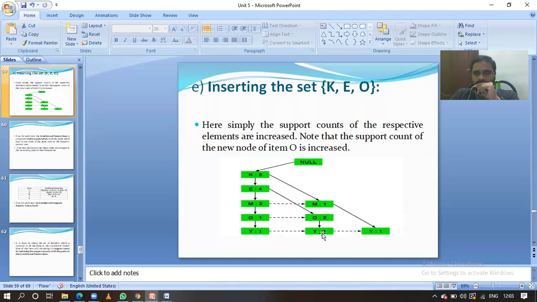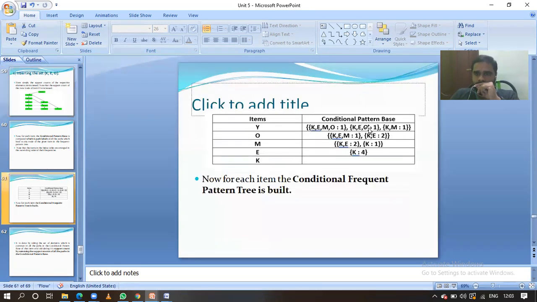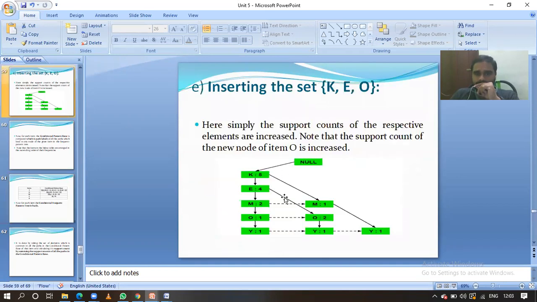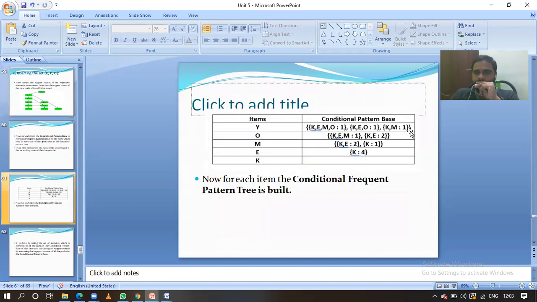Likewise for the second path for y. How are we going to write it? KEO. How many times is y repeated here? 1. That is why we write 1: KEO 1. That is the second one. Likewise for the third, the path is KM, 1 time. Till now, understood, guys? Simple. For the y item, we have written down all the pattern bases.